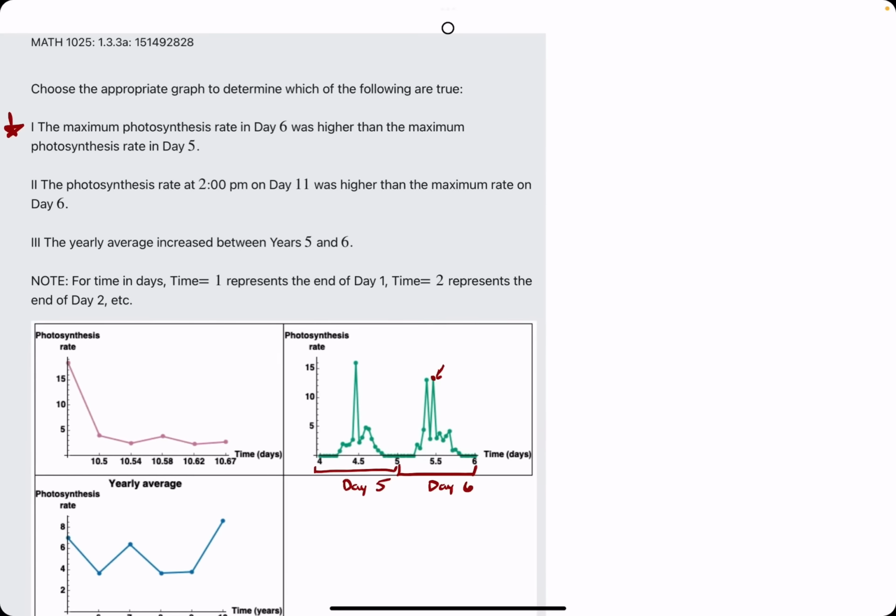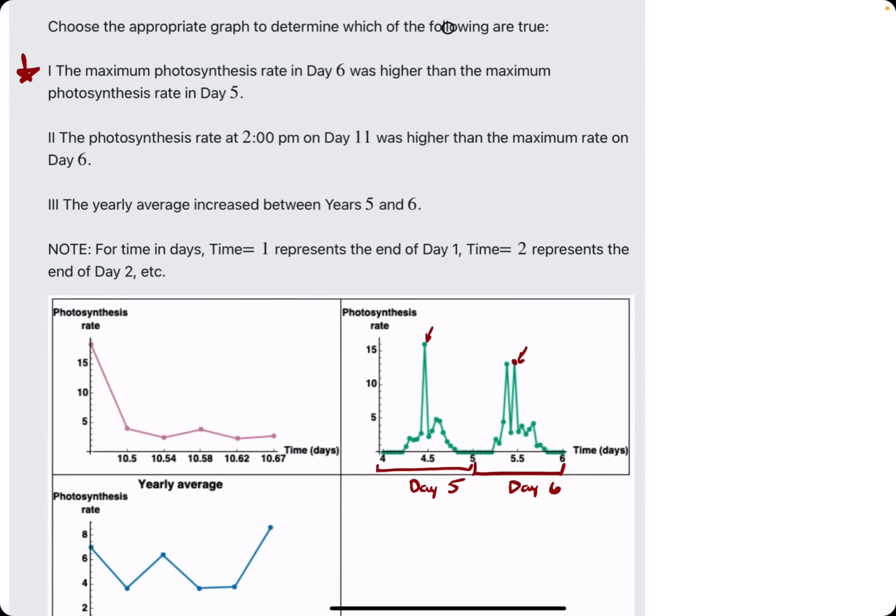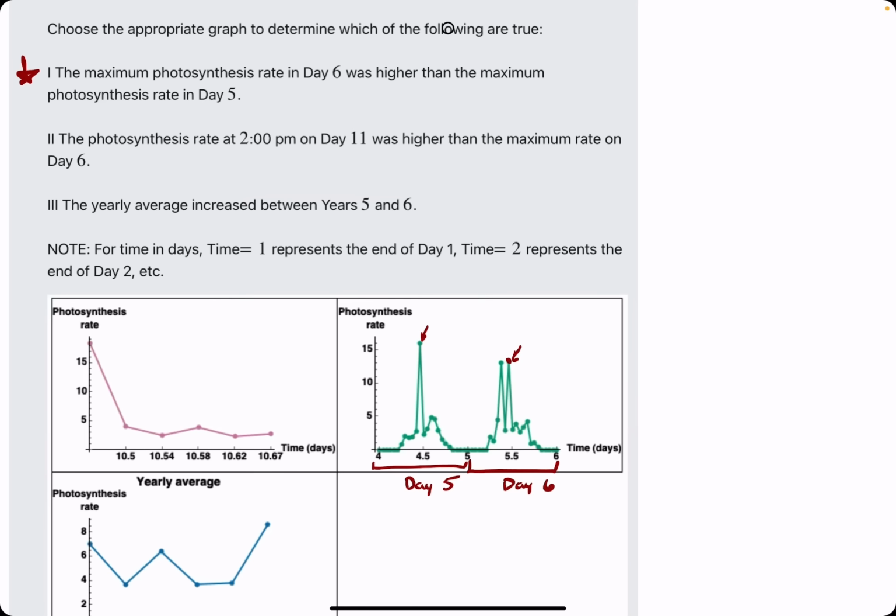And then the max rate in day 5 is this dot up here. So they say the max rate in day 6 is higher than the one in day 5. That is false because it's definitely lower than this one on day 5. So 1 is a false statement.